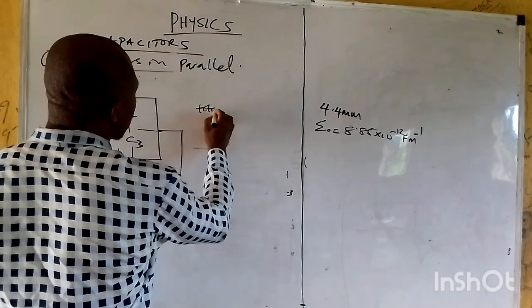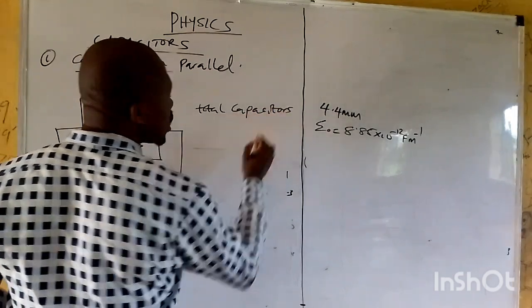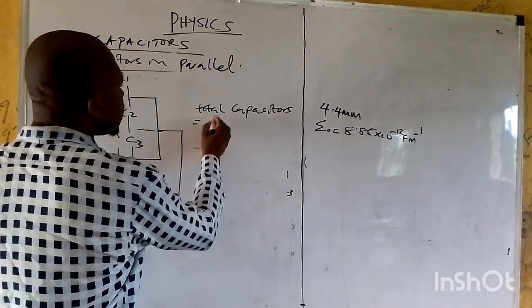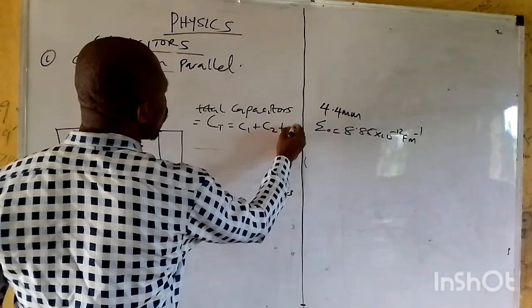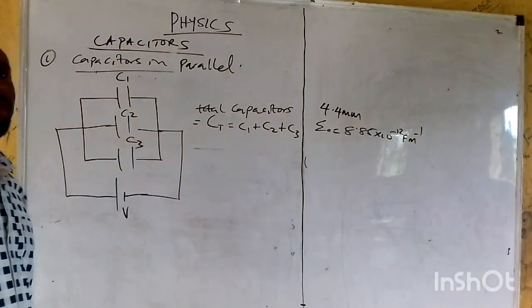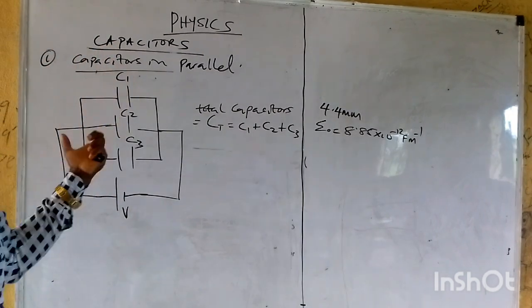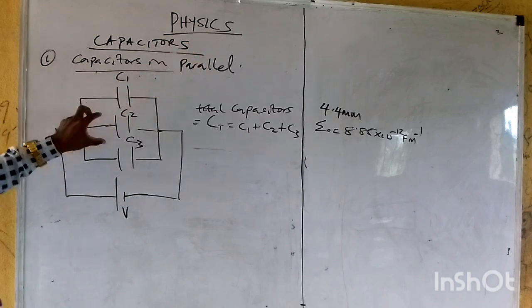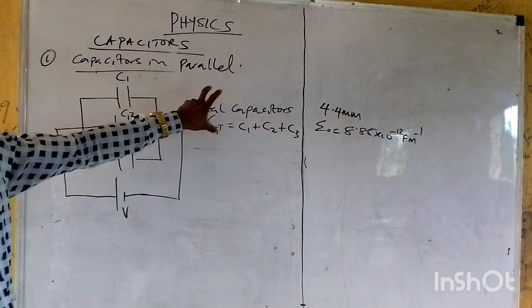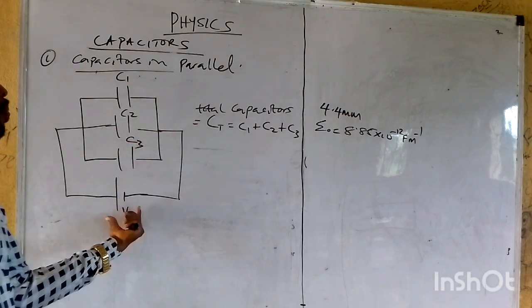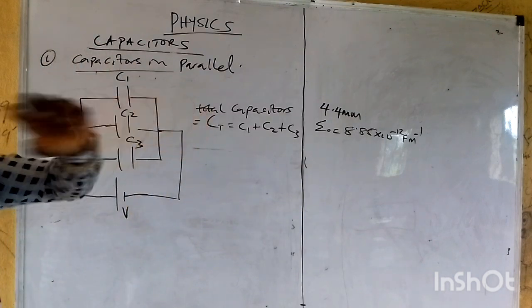Now, total capacitor is equal to C. You can say C total is equal to C1 plus C2 plus C3. Now, another point I want us to note here is that yes, in the former one the charge was the same, but for this one, for parallel plate capacitors, when they are connected like that, we now say that the V that flows is the same, but Q varies.